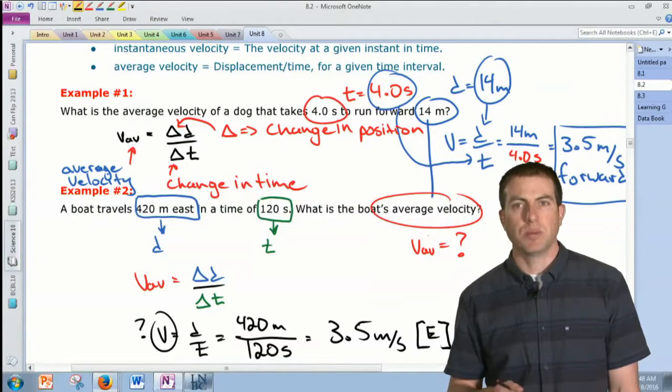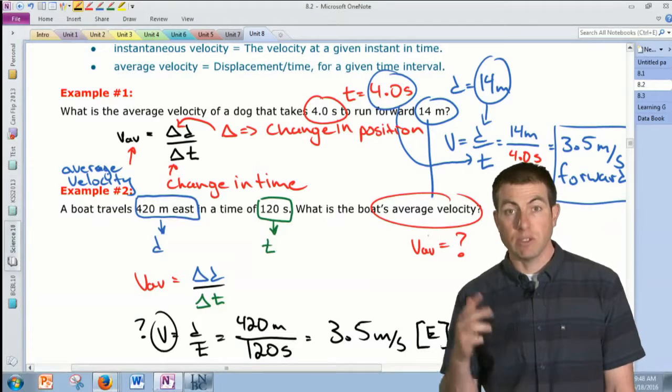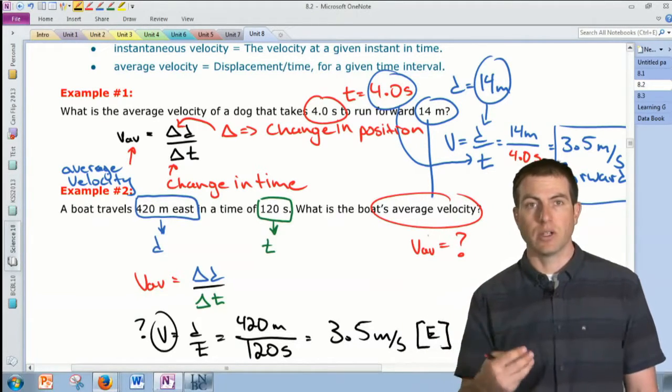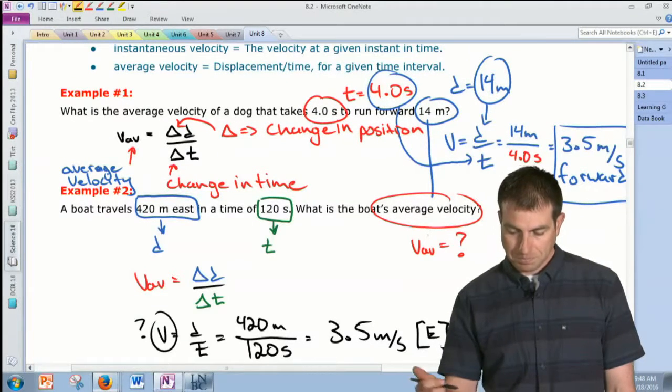Again, it starts off pretty basic. You got 3 variable type questions where you're given 2 pieces of information. You're asked to find the third. You've done way more complicated stuff in math. So that's the good news.